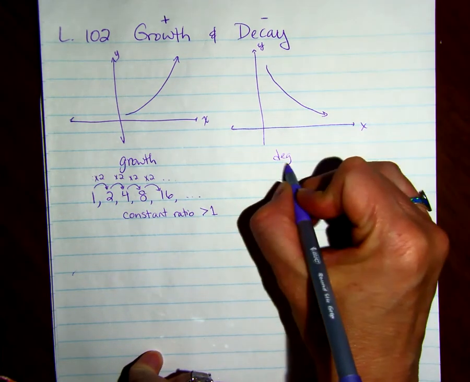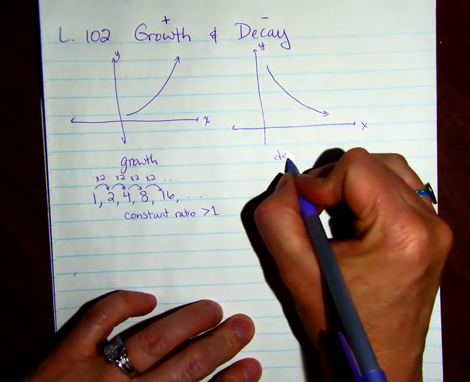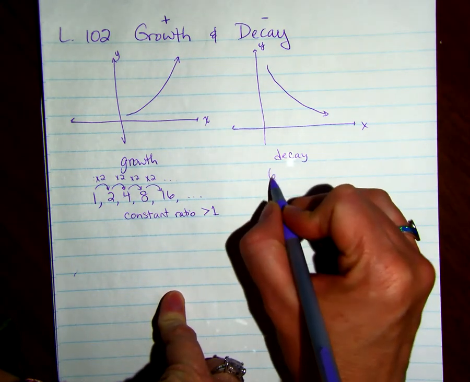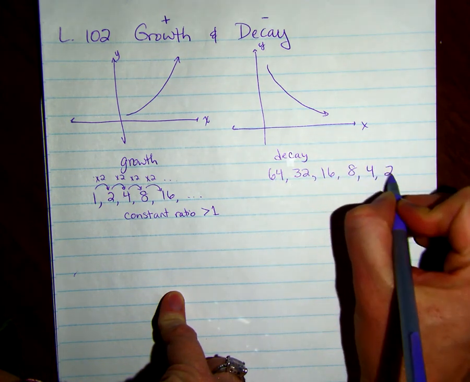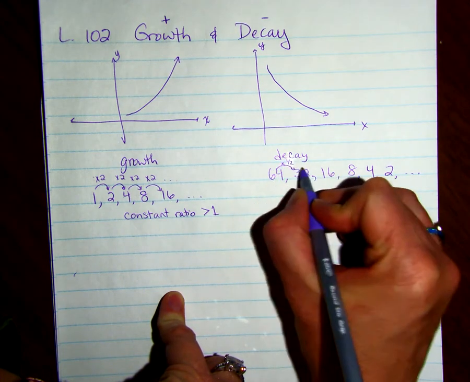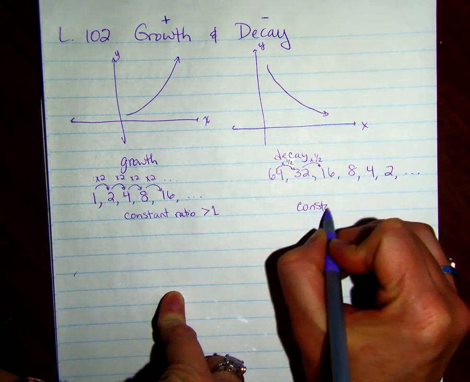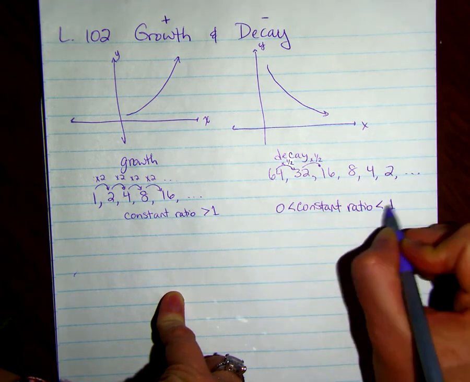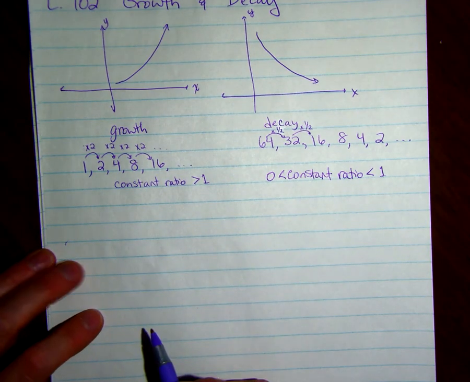For decay, it's something that's getting smaller, so we're going to be multiplying by a number between 0 and 1. So let's try this one, 64, 32, 16, 8, 4, 2, and so on. So if you notice, we're timesing by 1/2. So our constant ratio is a fraction between 0 and 1. So it's got to be greater than 0 and less than 1.